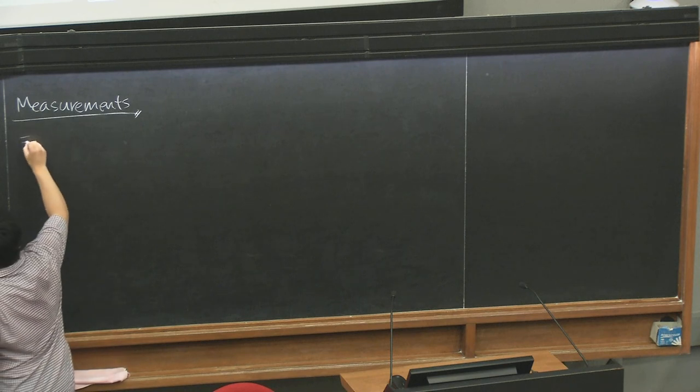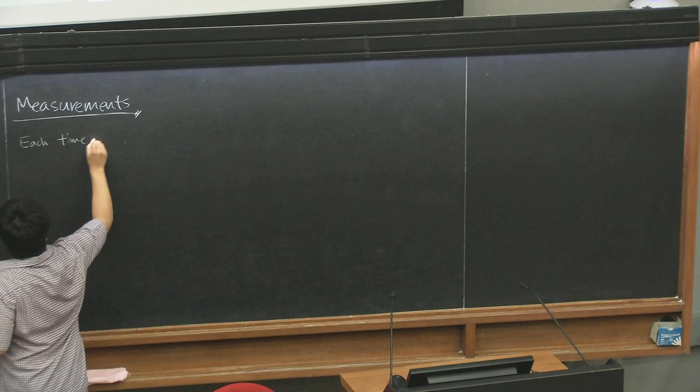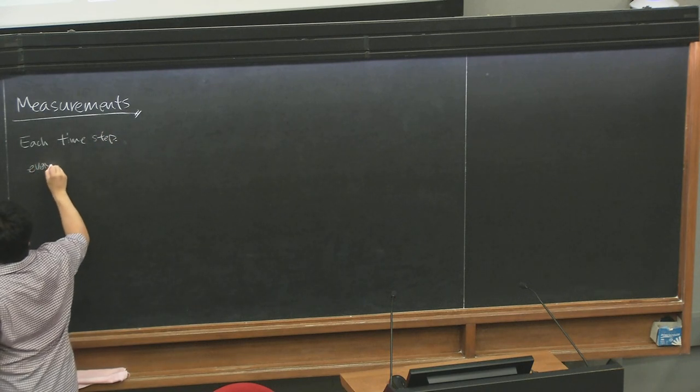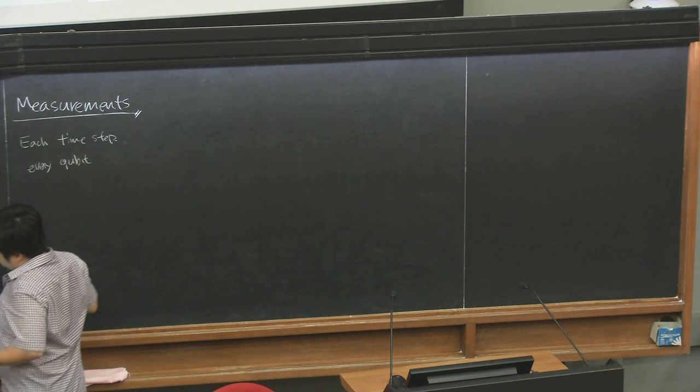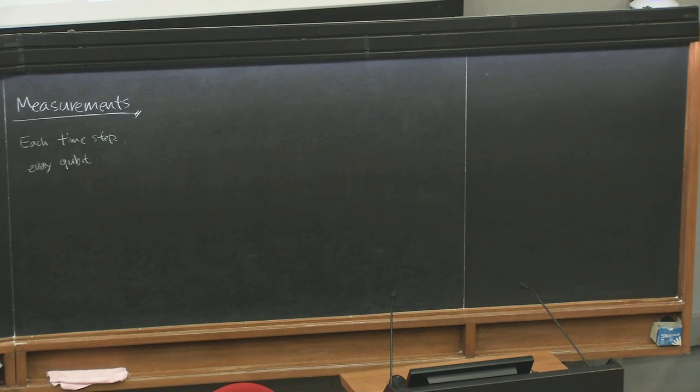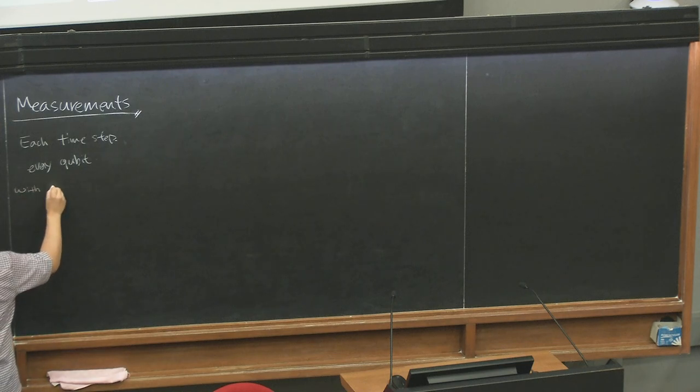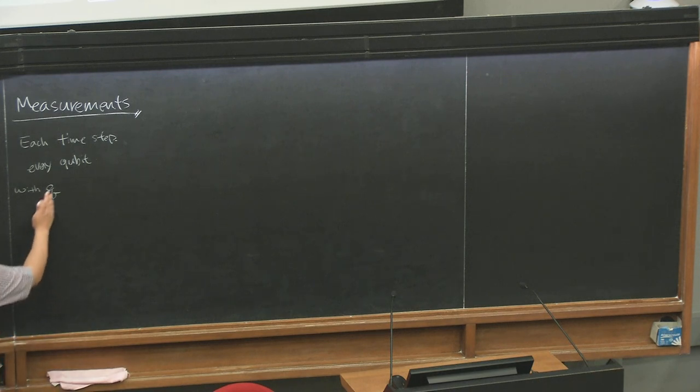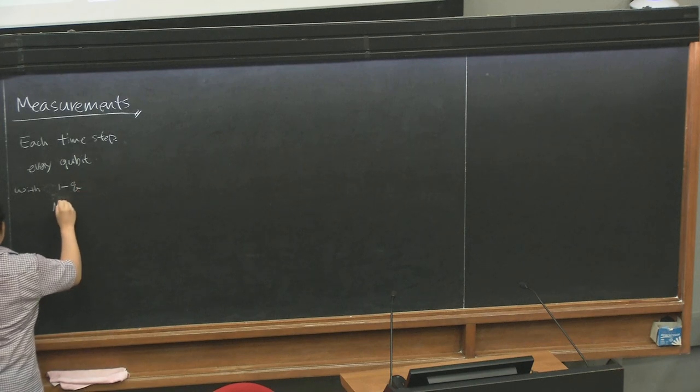What I mean by that is, each time step, for every qubit, I'm going to do the following. After time step one, you just apply V1, a layer of unitaries. Then for each qubit, one qubit at a time, separately, I'm going to decide whether I'm going to perform measurements or not. With probability P, or to simplify our notation, let's say probability Q, I perform measurements. And with probability 1 minus Q, I do not perform measurements.